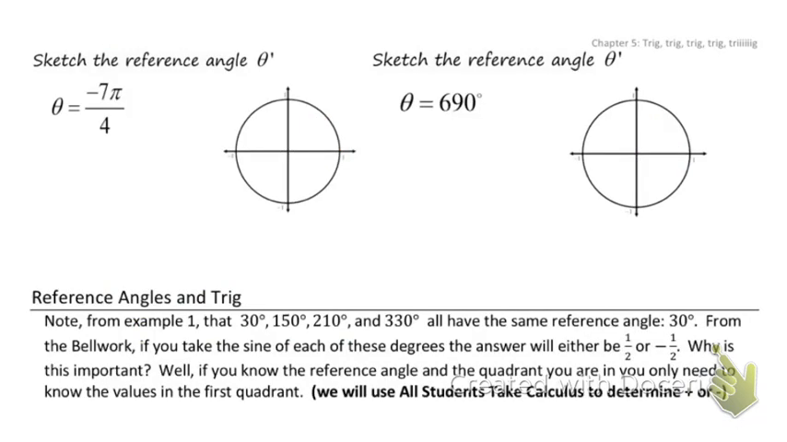All right, let's do a couple more. Now we have negative 7 pi over 4. Like I said, you can kind of sketch everything backwards, but I'm more likely going to just find the coterminal angle to it. So I'm going to find the coterminal angle first. Whenever I have a negative, I'm going to find my coterminal positive angle.